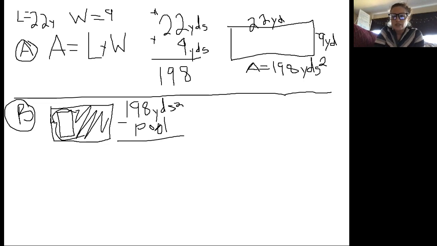Okay, so now we need to find what that pool area is because that's the variable that we don't know. Now what we do know from looking over here is that the pool area was 3 by 7. That means that it was 3 feet by 7 feet. Okay, or yards, I'm sorry, not feet. 3 times 7 gives us 21. We should know that from our fast facts. So we have 21 yards squared.